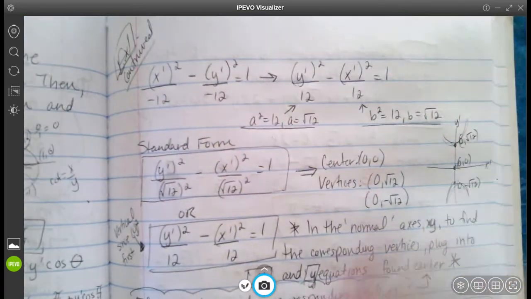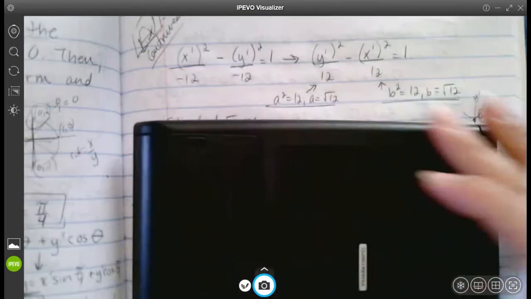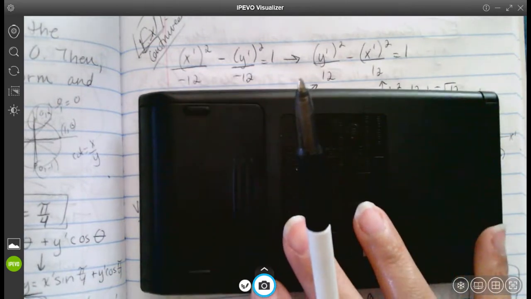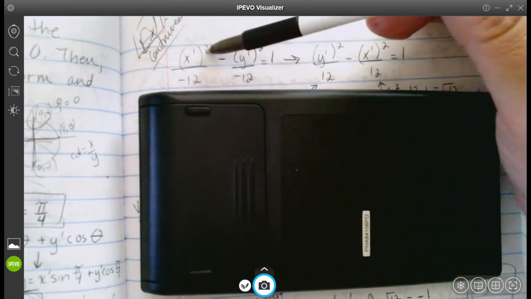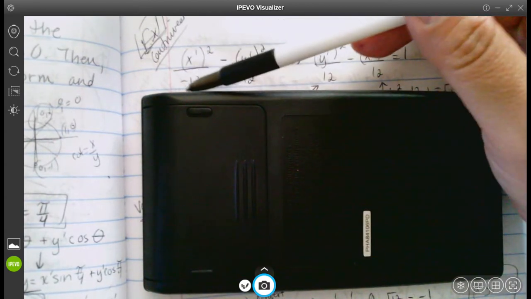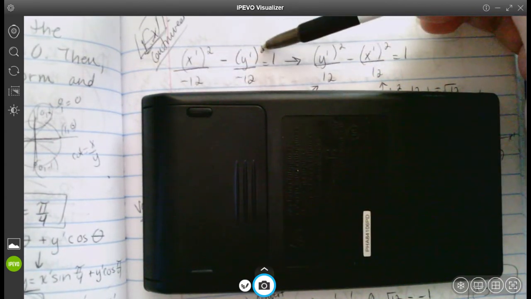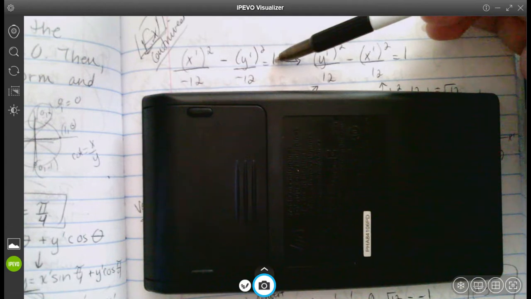And here is example 1 continued. Okay, so let's cover that so we're not overwhelmed. I went ahead and separated it now. So I did x prime square over negative 12. Y prime square over negative 12 is equal to 1.